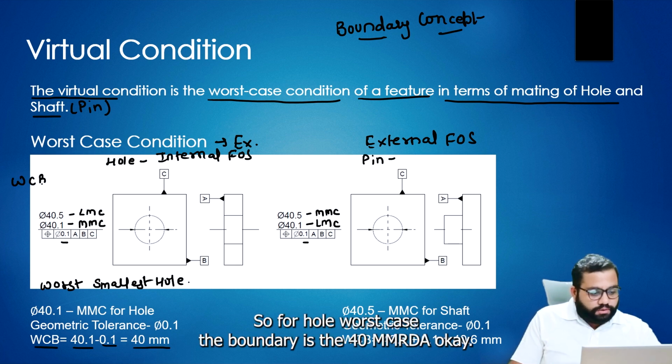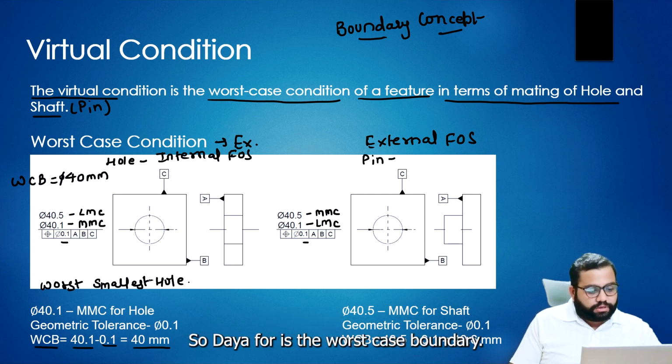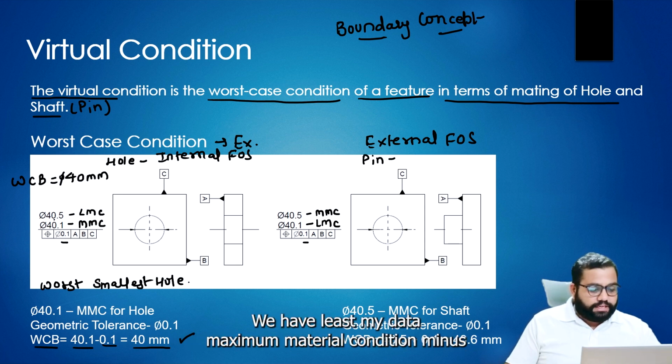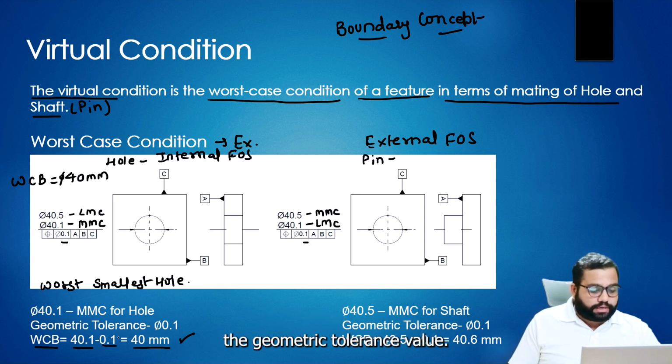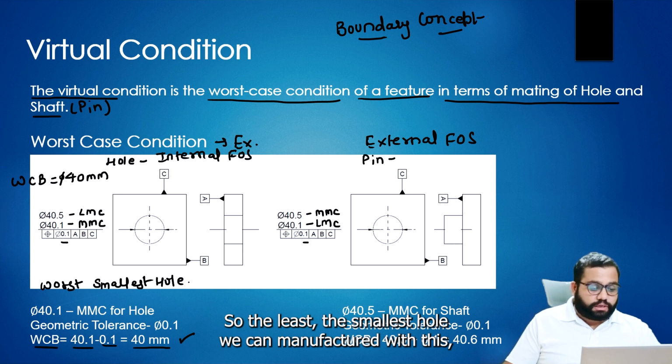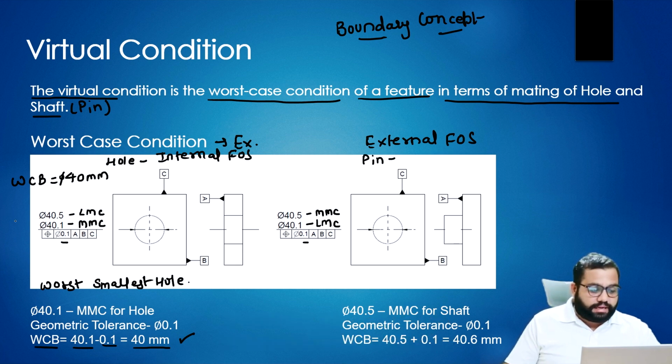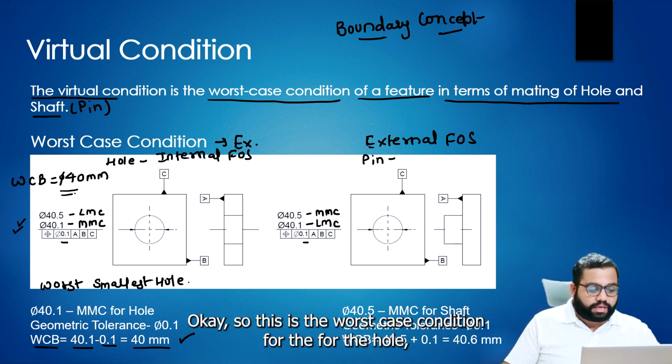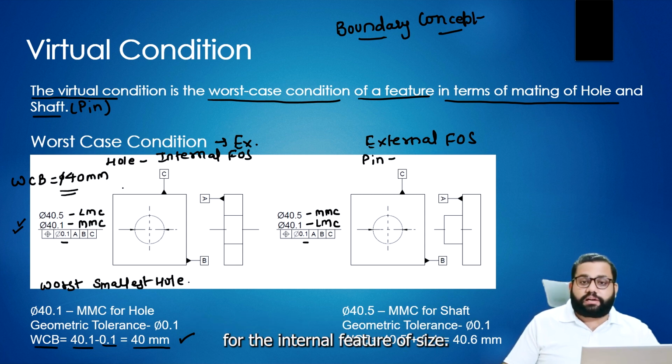So for the hole, the worst case boundary is 40 mm dia. It is the maximum material condition minus the geometric tolerance value, that is, minus the positional tolerance. So the smallest hole we can have with this dimension is 40 mm dia. This is the worst case condition for the hole, the internal feature of size.